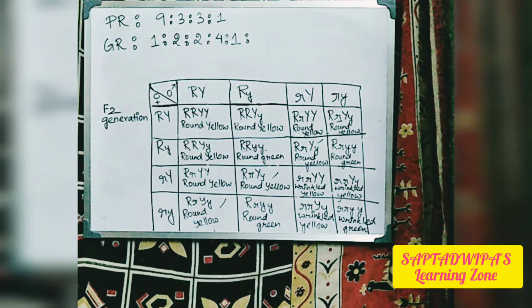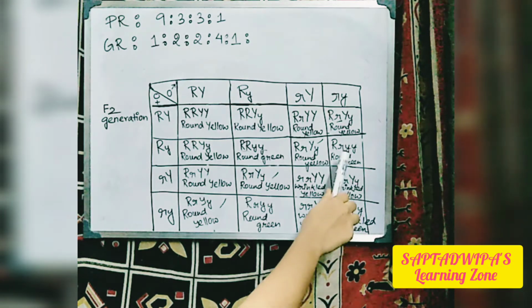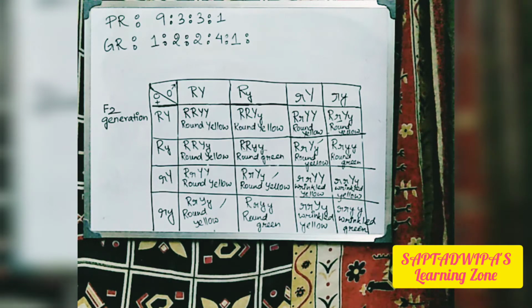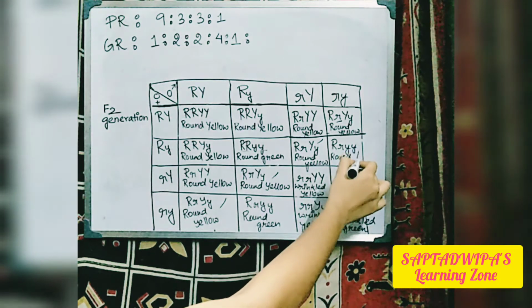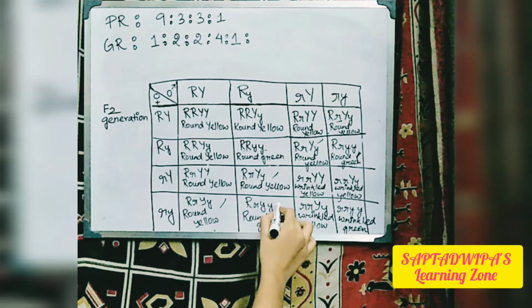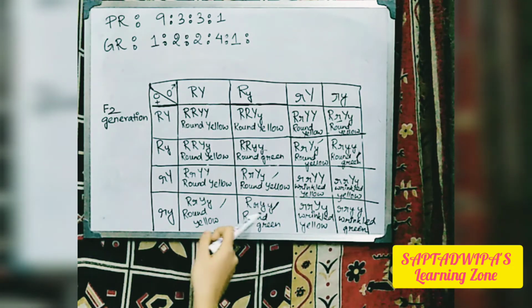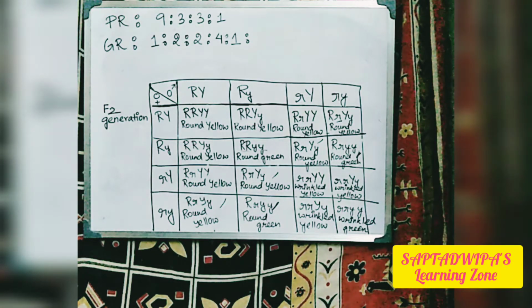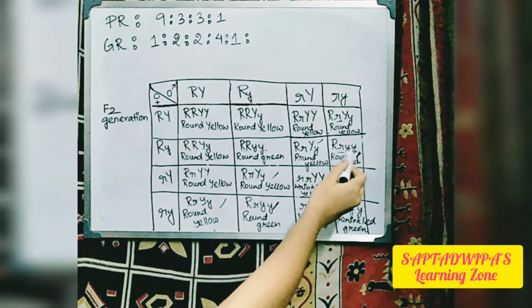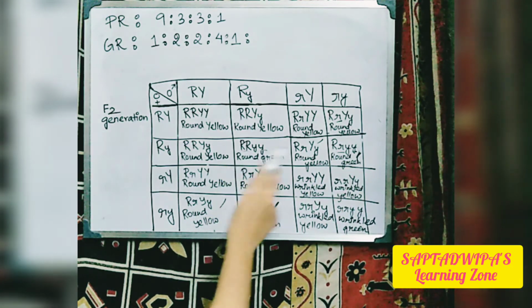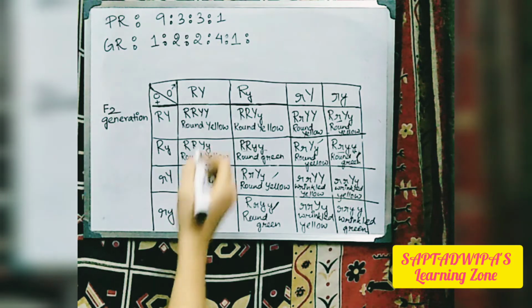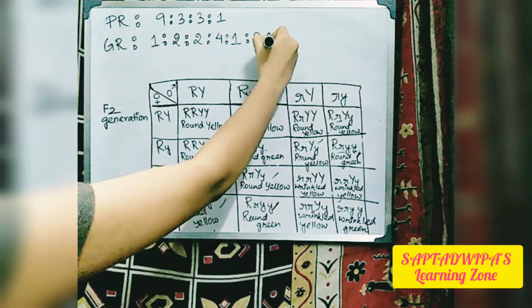Coming to the next, that is capital R, small r, and both the Y's are small. Okay, so here we are getting one and here we are getting one. Here we got round green, here we got round green. This we are getting, but the genes are the same. This is also round green, but the genes are not the same. This and this genes are the same. So 2 we are getting.